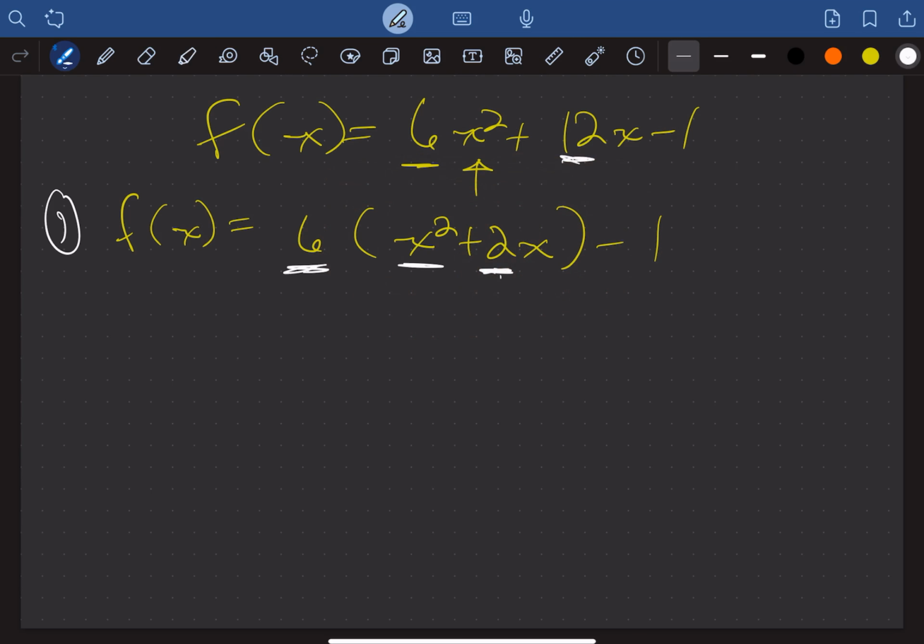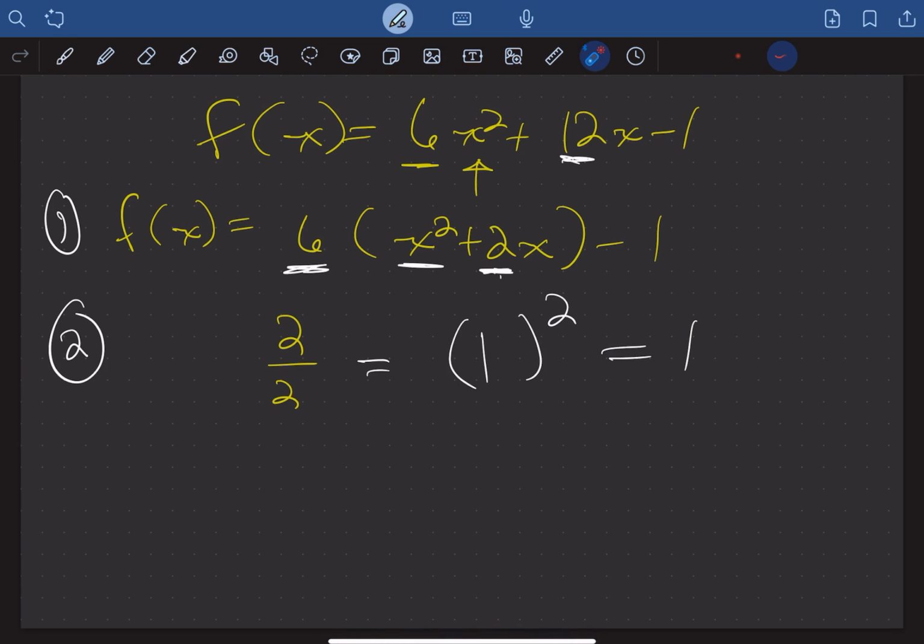I take this coefficient, 2, and I divide it by 2. So now in our second step, I'm going to divide 2 by 2. I'm going to square that. I'm going to get 1. You take half the coefficient of x, which is 2 in this example, and you square it, and you get 1. Okay. So we add and subtract this value inside the parentheses. And this is part of completing the square.